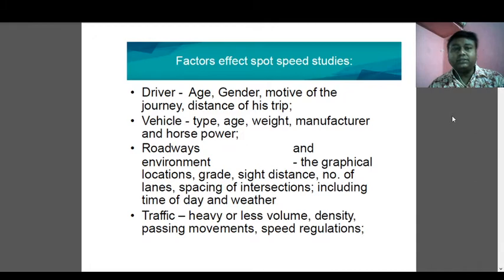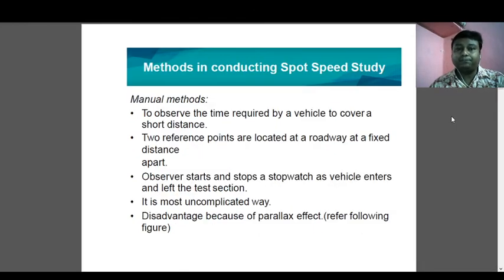Next are the factors which affect the spot speed studies. The first one is the driver: the age, gender, motive of the journey, and distance of the trip. These are some factors which come under the driver. Next, the vehicular characteristics like the age, type of the vehicle, the weight of the vehicle, and the dimensions of the vehicle. Then the roadway, the environment, and the traffic. So these are a few factors which affect the spot speed study.